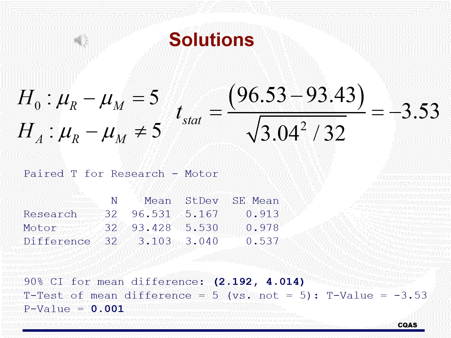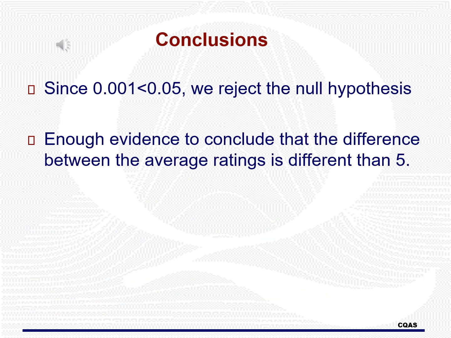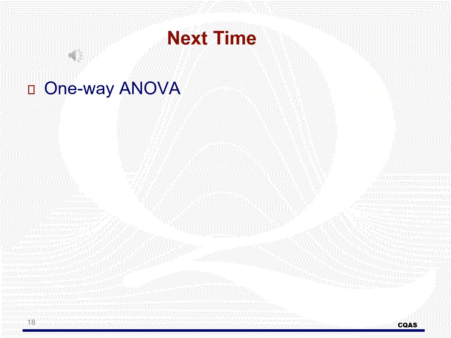Notice that the p-value is 0.001. You should also notice that the confidence interval does not include 5. What do you think this means? Since the p-value is less than 0.10, we can reject the null hypothesis. From this, we can conclude that there is enough evidence that the difference between the means is different than 5. Now, everything that we have done so far has been based on the sample means. What if we are interested in sample proportions? Next time, we will talk about one-way ANOVA.